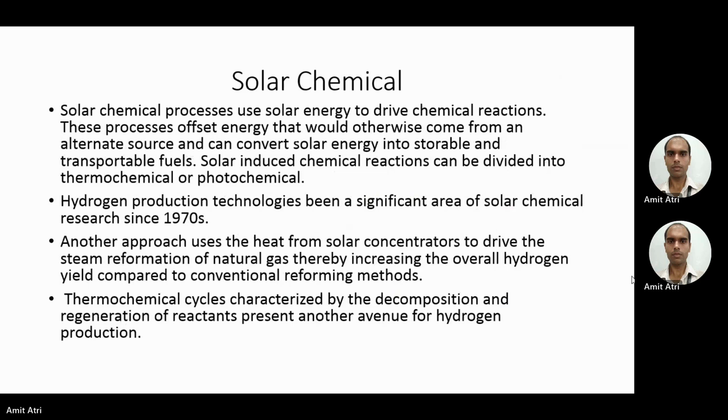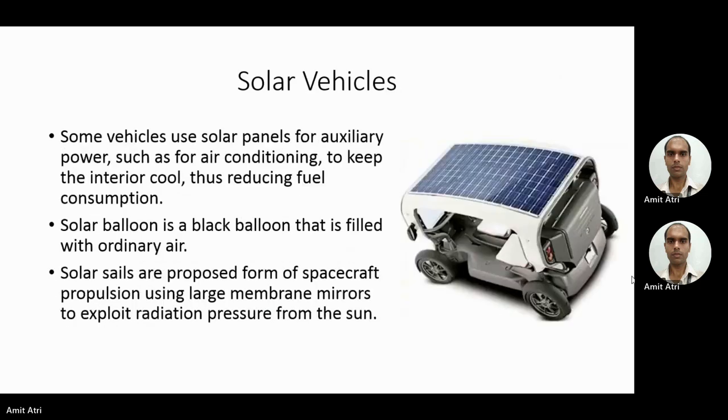Okay, so these chemical reactions can be thermochemical or photochemical, means both properties, heat and light, we can utilize for producing some type of chemical. Okay, like here the hydrogen we are producing. The thermochemical cycles, characterized by the decomposition and regeneration of reactants, present another avenue for hydrogen production.